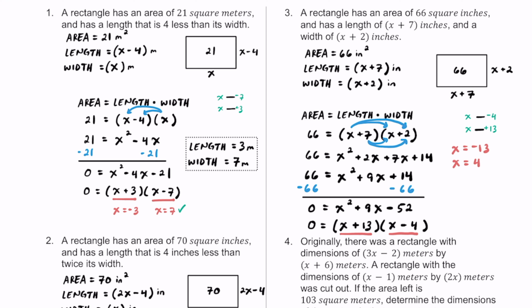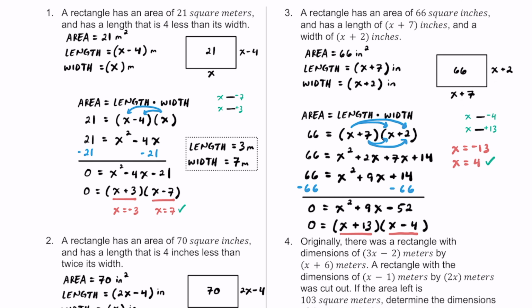Now, if we were to use this negative 13 for x, this would be negative 6, and over here this would be negative 11. And a negative 11 times negative 6 does get you positive 66, but we can't have negative dimensions here, so we're going to ignore that solution even though we got it. However, if we do use this x equals positive 4, that seems to work out just fine. If we take this 4 and substitute it here, we get positive 11 and positive 6.